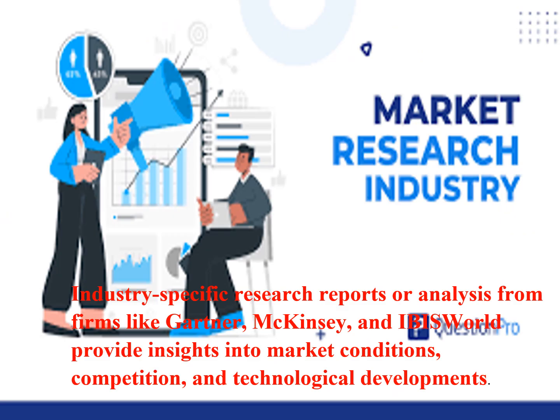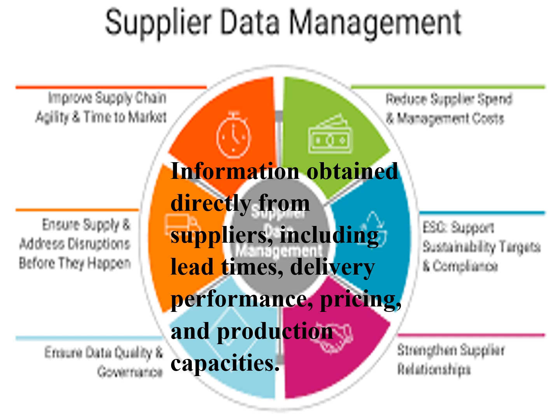The first one is the market research and industry reports. Industry specific research reports and analysis from firms like Gartner, McKinsey, and IBISWorld provide insight into market conditions, competition, and technological development. Then suppliers data: this is information we obtain directly from the suppliers, including lead times, delivery performance, pricing, and production capacities.